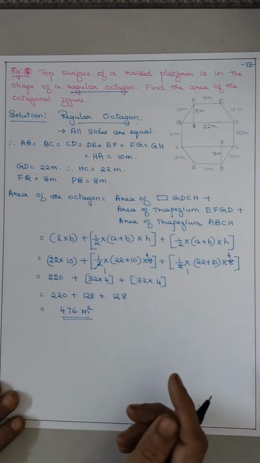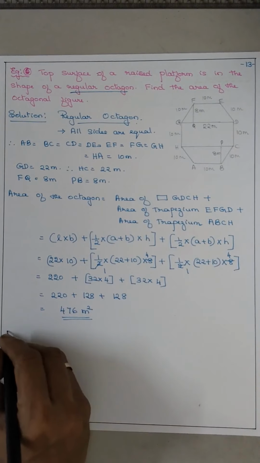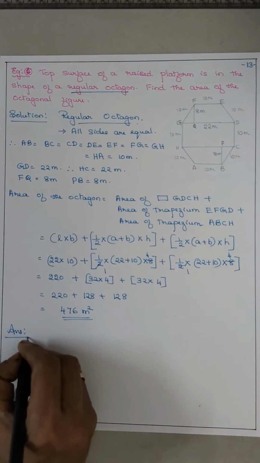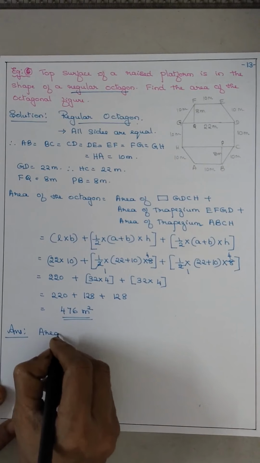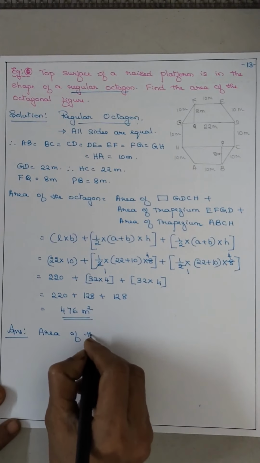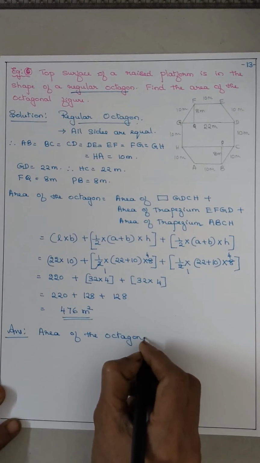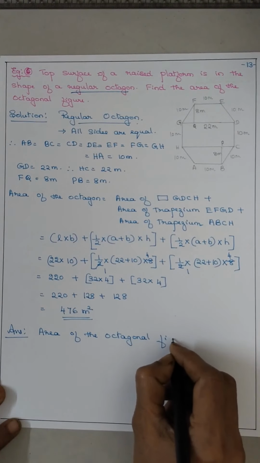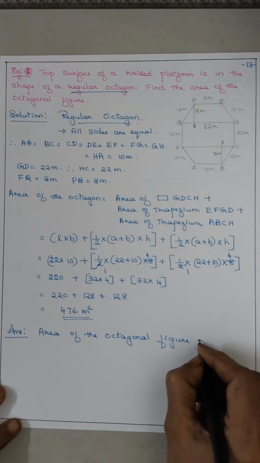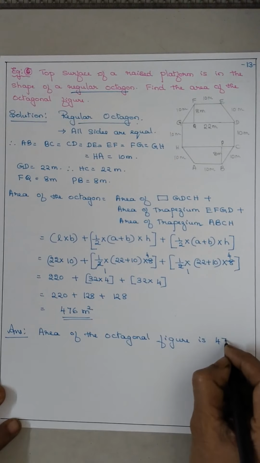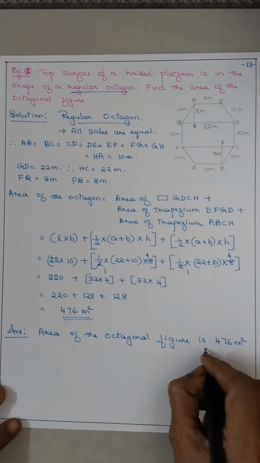It is meter, so area is square. Answer: the area of the octagonal figure is 476 meter square.